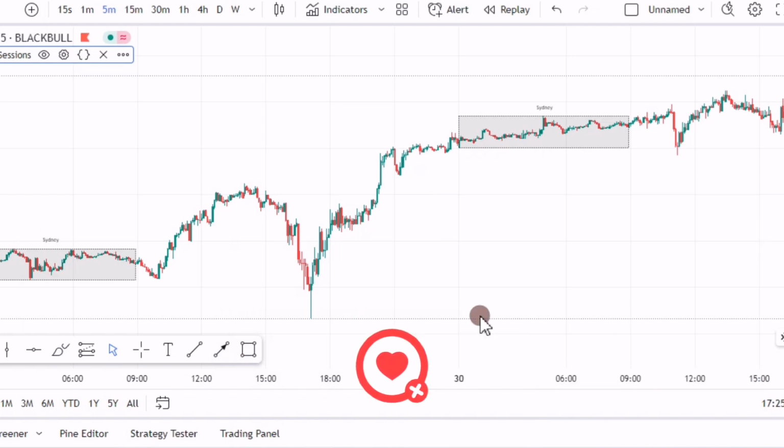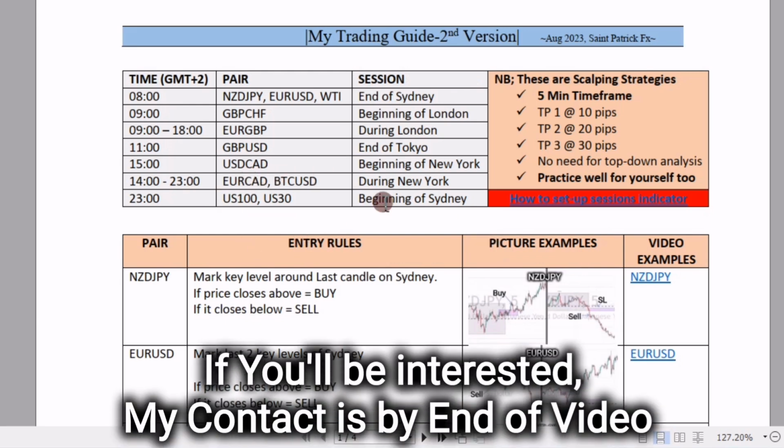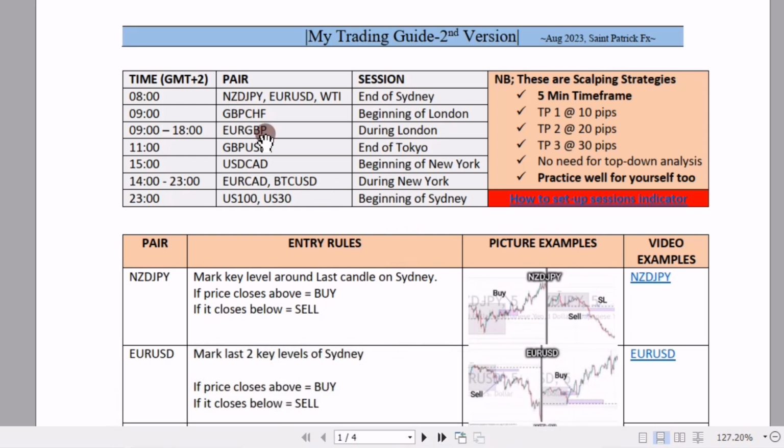Some of you have just joined this channel and you find me talking about this PDF and you don't know what it is all about. I want to give you a simple explanation today. This PDF, traders, is just all that you need. It is a guide on when to take trades, on which pair and at what time, because the first thing that is very important in Forex is knowing when to trade what.